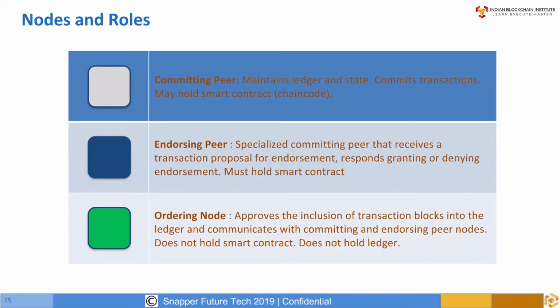Regarding the committing peer and endorsing peer: every peer is a committing peer, even the endorsing peer is a committing peer, but not all peers are endorsing peers. So every peer is a committing peer, but not every committing peer is an endorsing peer. Endorsing peers are defined, there are only some of them, but every peer is a committing peer because everyone needs to hold the ledger, except the orderer. The ordering node just handles the blocks and broadcasts them, while the other peers, committing and endorsing, hold the ledger.